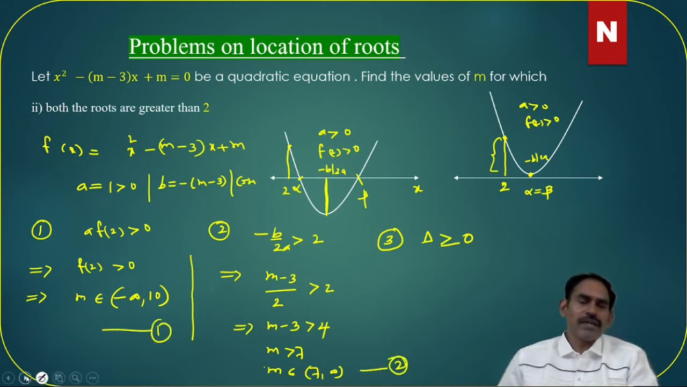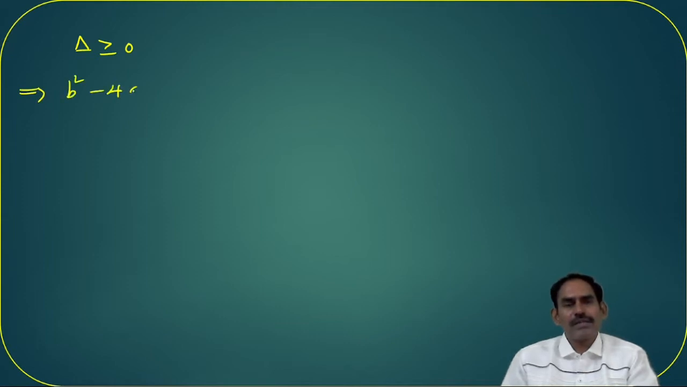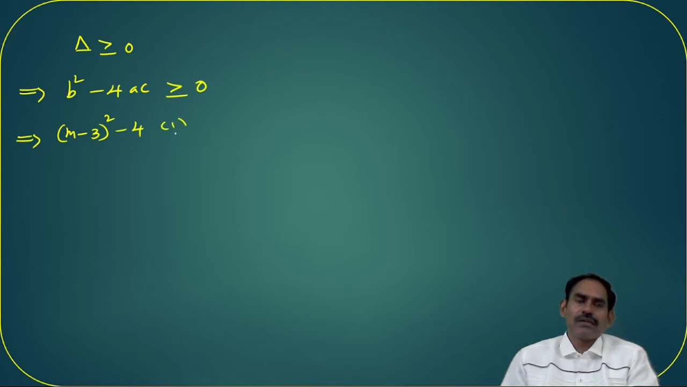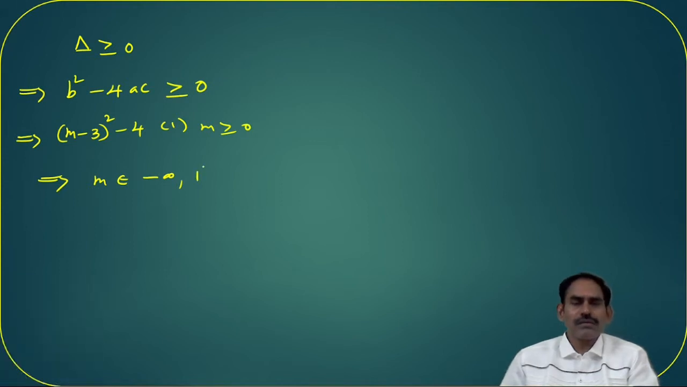Now solve the discriminant greater than or equal to 0. Third, the discriminant is greater than or equal to 0. Using the discriminant formula, b square minus 4ac greater than or equal to 0. B is minus of (m minus 3), so minus 1 square, plus 4, a is 1 and c is m, greater than or equal to 0. After simplifying this, we will get minus infinity to 1 union 9 to plus infinity. This is condition number 3.